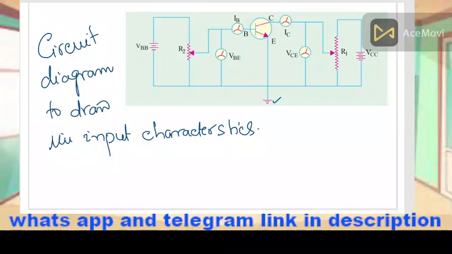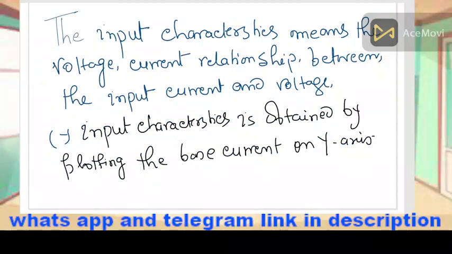Now this is the variable resistance that is used to change the current flowing to the base part. This is VBB, means it is providing the potential to the base. This is VCE for reverse biasing the collector emitter terminal, and VBE for forward biasing the base emitter terminal. This is the variable resistance, and this is the VCC that is providing biasing to the collector terminal. This is the input characteristic circuit diagram.